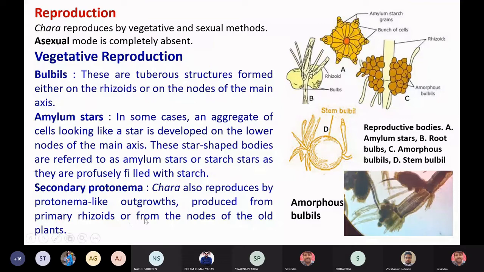उसकी फोटोग्राफ मेरे पास नहीं है. From primary rhizoids or from the nodes of the old plant. But every time, whenever there is growth, it will arise from the node only. चाहे वो amylum stars हो, bulbils हो, और secondary protonema हो. अब वो bulbil भी चाहे वो amorphous हो या normal bulb-like structure हो. Okay, this photograph is of the stem bulbils, single structure, and this is the original photograph from our own sample जो हमारे labs में है. इसमें we will find the amorphous bulbil.